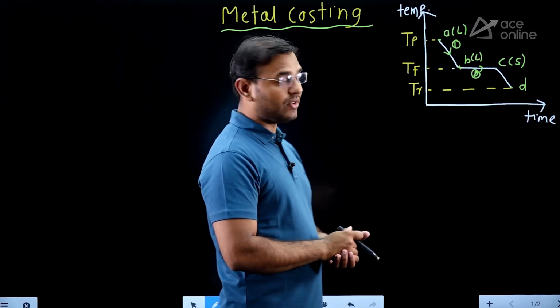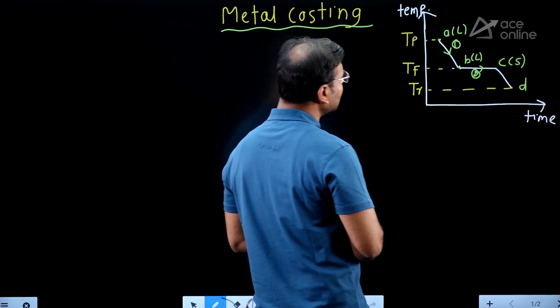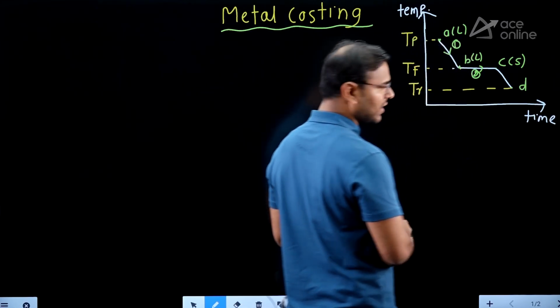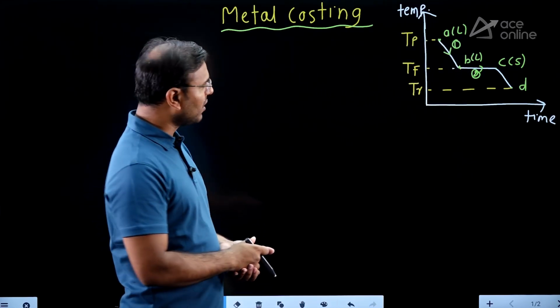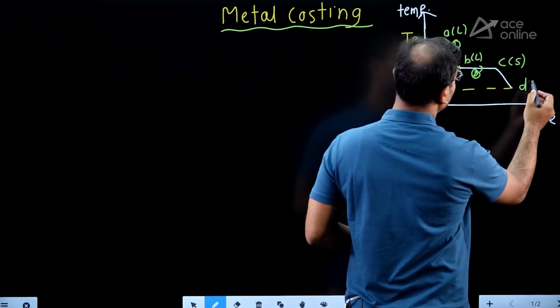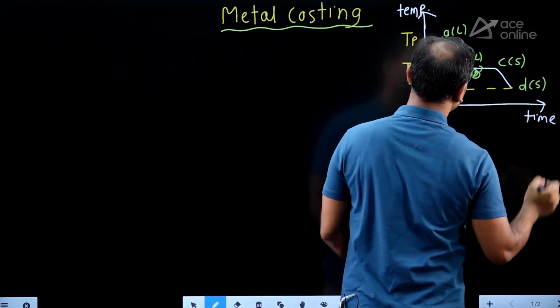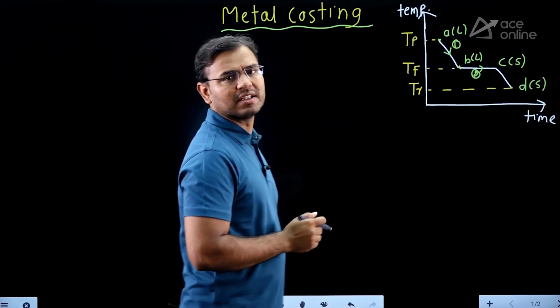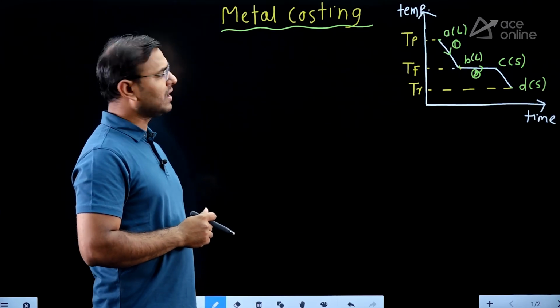And what about the solid shrinkage, guys? You can see from point C to D there is solid shrinkage, because at point C there is solid, and at point D also there is solid. Then it is known as solid shrinkage.